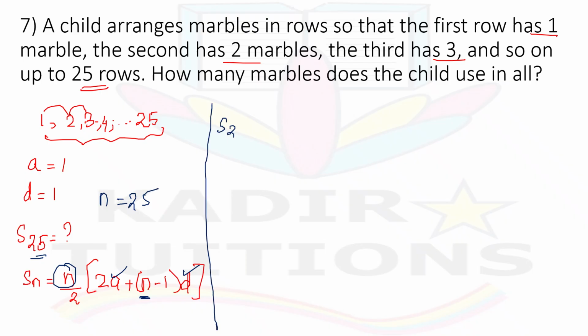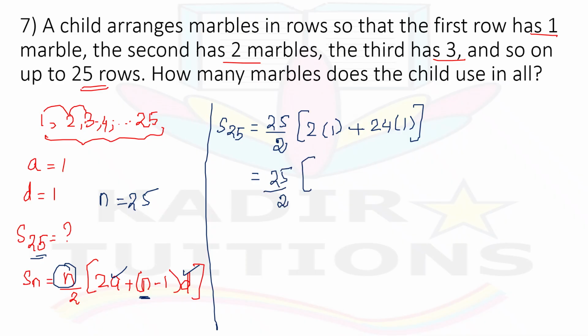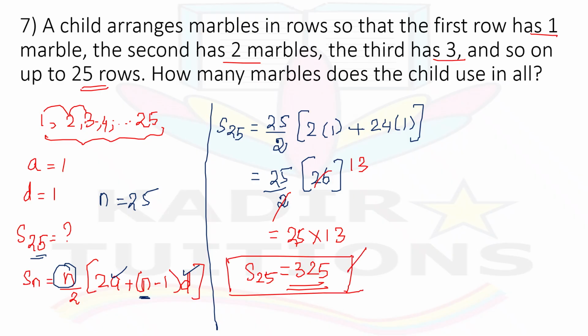So S25 equals 25 by 2 into 2 into 1 plus 25 minus 1, which is 24 into 1. Over here 25 by 2, and 2 plus 24 is 26. So we can cancel 2 and 26, it will go 13 times. So 25 into 13, if you multiply 25 into 13, we get 325. So how many marbles does the child use in all for these 25 rows? It is 325 marbles.